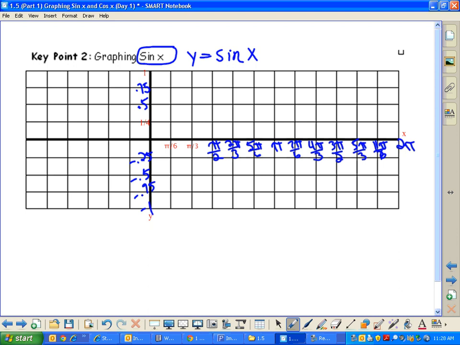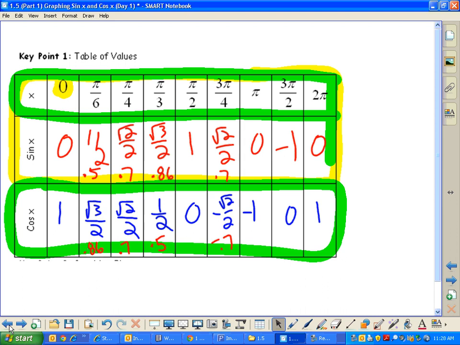So I scale my x and my y-axis. After you have your scale, you're ready to plot your points. And this is where I have to toggle back and forth between slides. You have the points right in front of you. So to start off, we are graphing y equals the sine of x. So we're really going to pay attention to these first 2 rows.